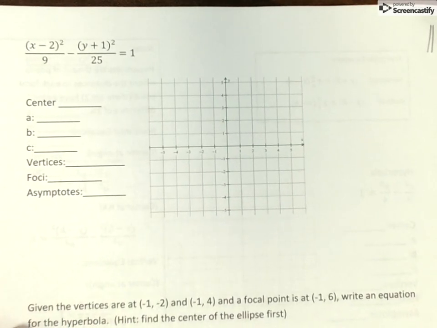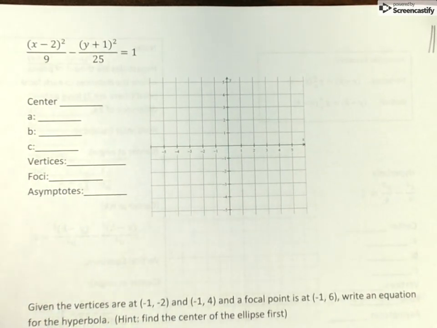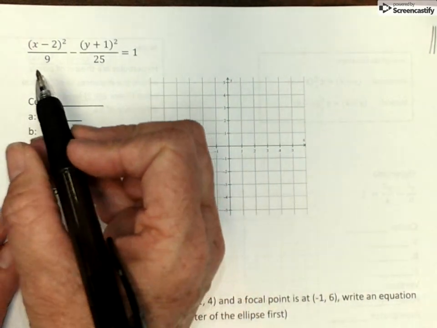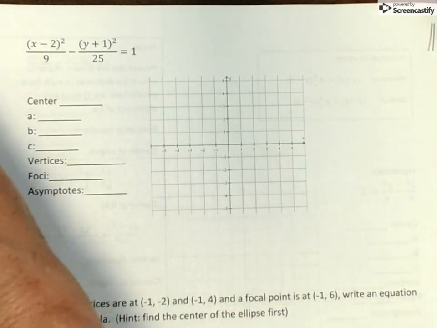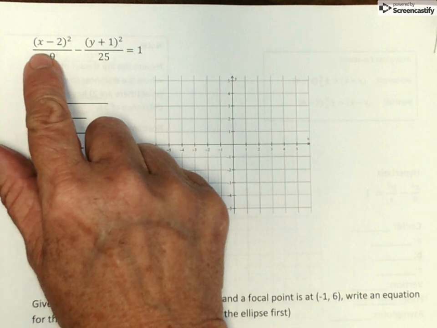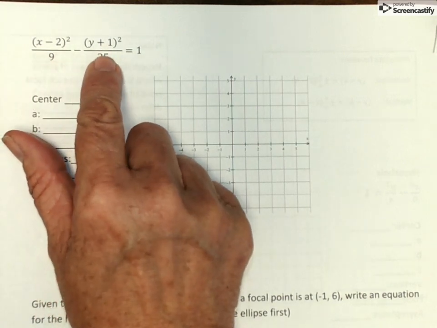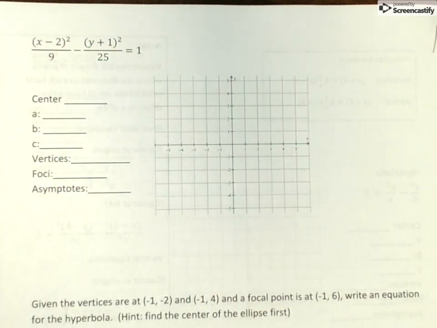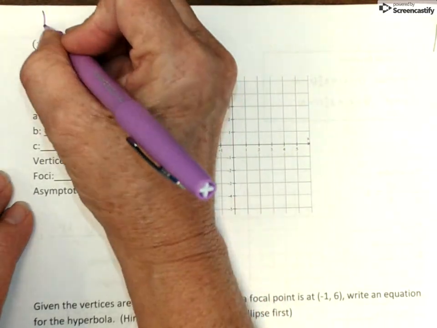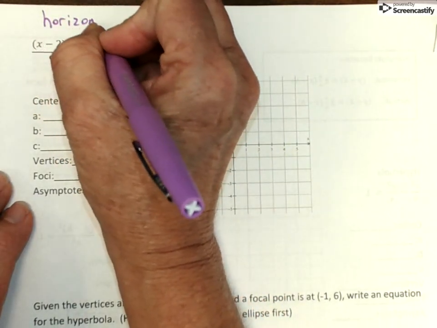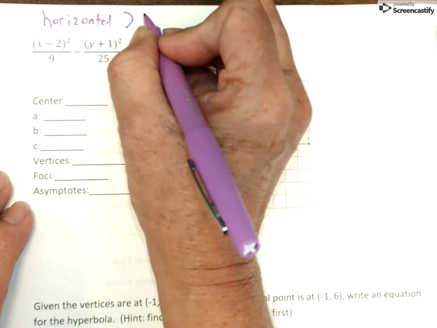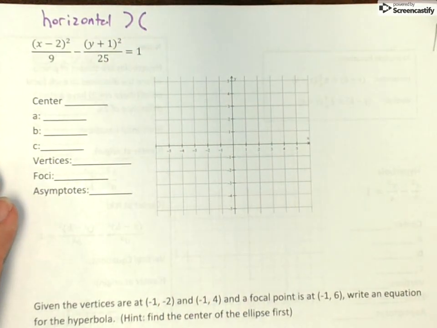Okay, let's try this one on the back before we get to more of a word problem and given a description. So let's see what we know here. The x term is positive, and the y term is getting squared. So that tells me I have a horizontal hyperbola. So that means they open right and left. So it's going to look like that.